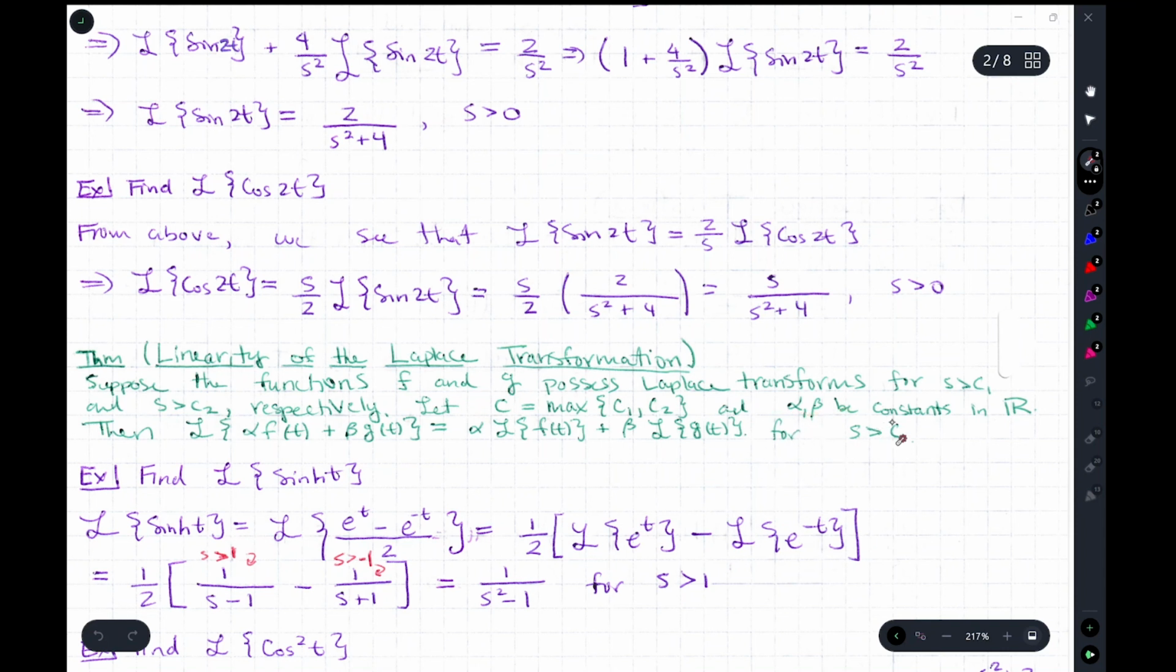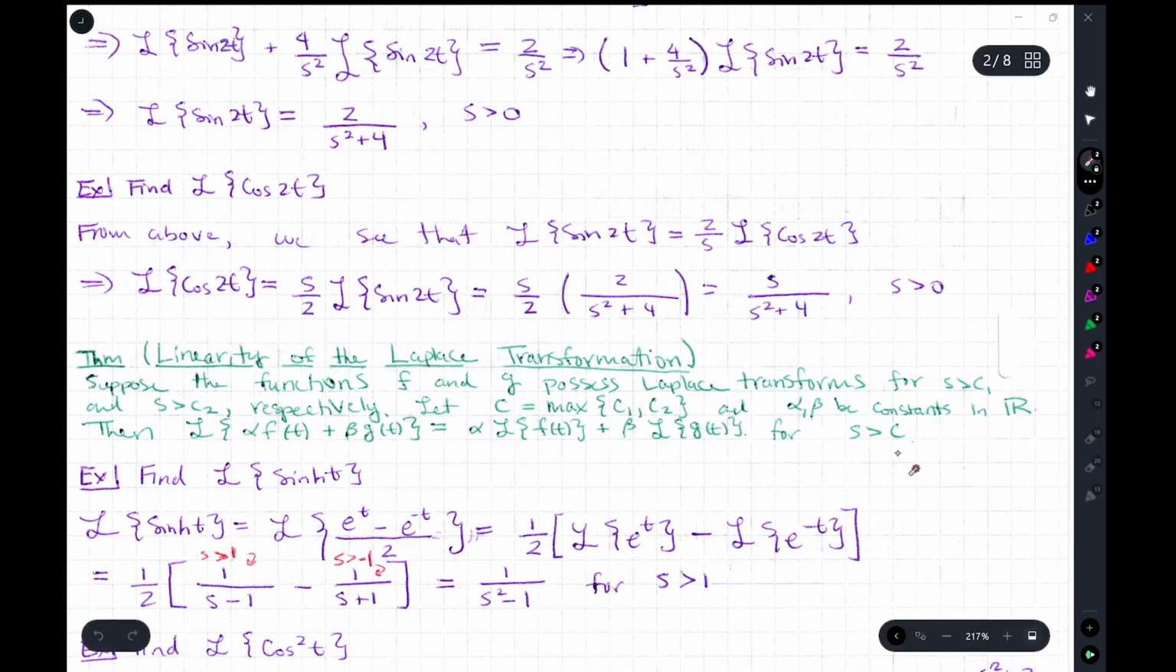And we're going to let alpha and beta be real constants. Then the Laplace transform of this expression is equal to this. In other words, the Laplace transform of the sums is equal to the sums of the Laplace transforms. And this also applies to scalar functions. The Laplace transform of alpha times f is equal to alpha times the Laplace transform of f. The Laplace transform commutes with scalar multiplication and summation.